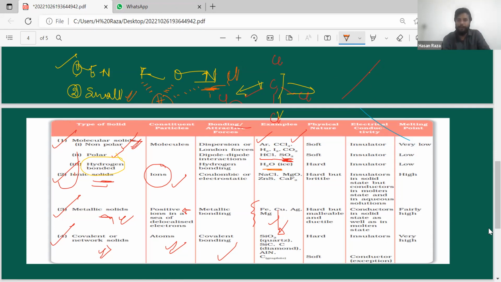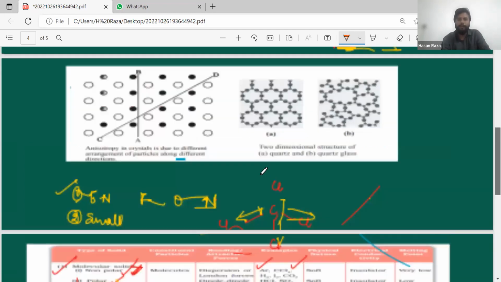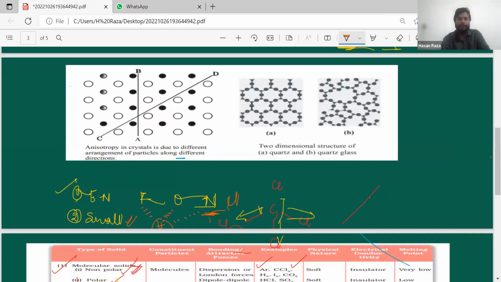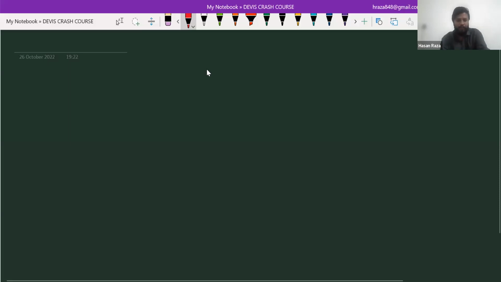Okay. Very good. Now, come to the point here. So this was only about the types of crystalline solids. Now we are going to introduce a new point: there are some terms that you should know, lattice.